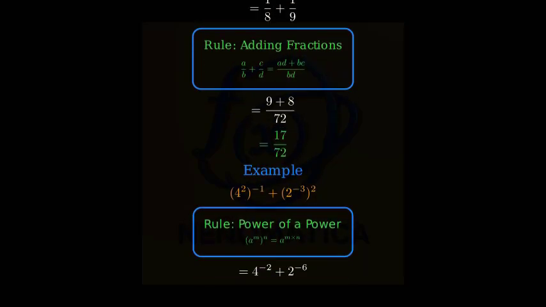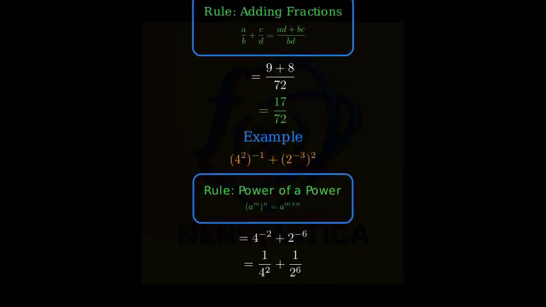For the first term, 4 squared to the power of negative 1 becomes 4 to the power of 2 times negative 1, which is 4 to the power of negative 2. For the second term, 2 to the power of negative 3 squared becomes 2 to the power of negative 3 times 2, which is 2 to the power of negative 6. Now let's convert these negative exponents to fractions. 4 to the power of negative 2 equals 1 over 4 squared. 2 to the power of negative 6 equals 1 over 2 to the power of 6.